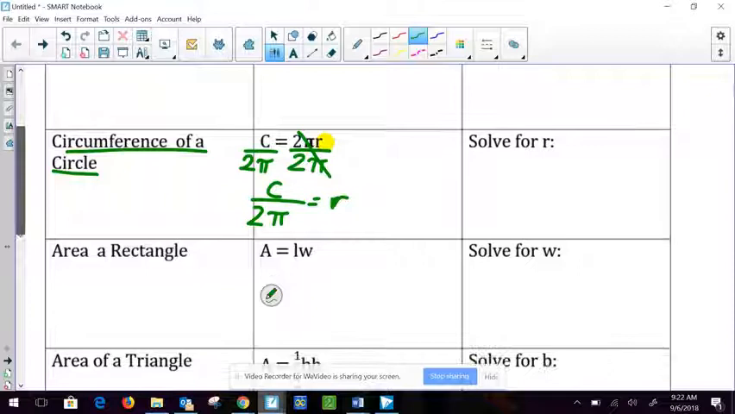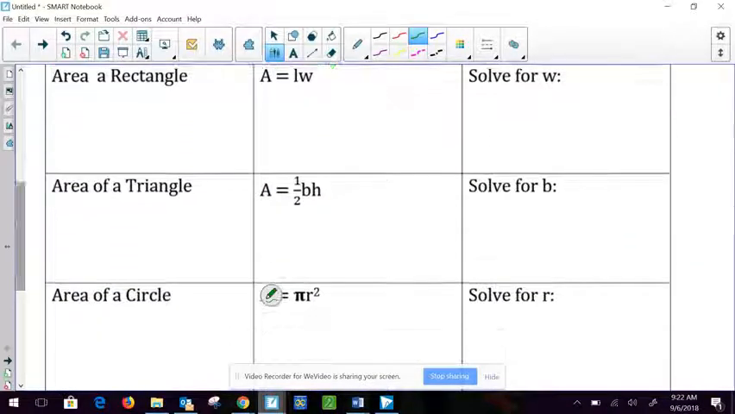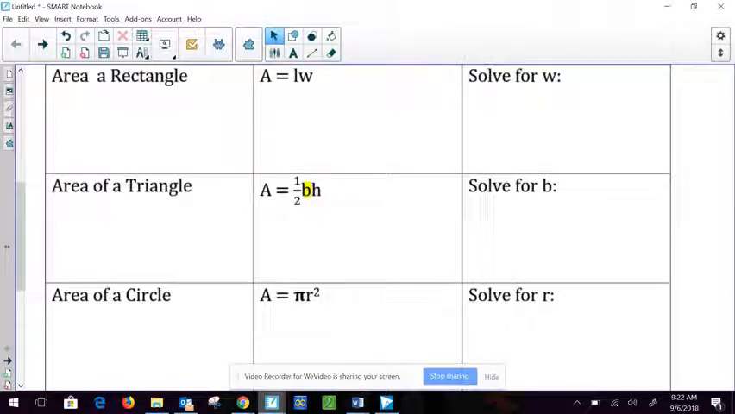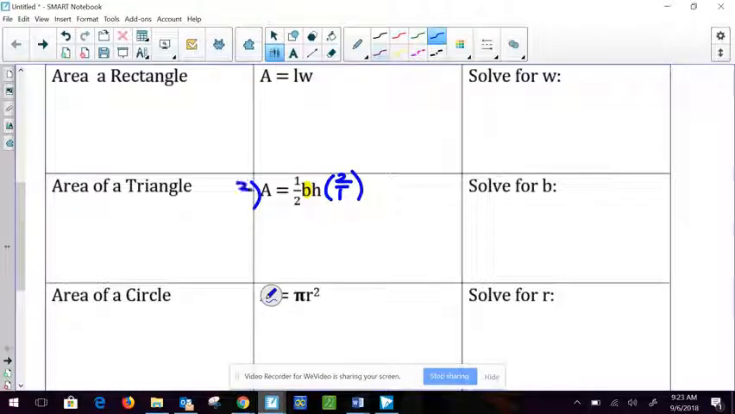Another great one to look at is the area of a triangle. We are trying to get b all by itself. So if I get out my little highlighter, I want to get b all by itself. Does everybody see how there is a fraction in front of b and there's also a variable? What I recommend doing is first taking care of that fraction. So remember, whenever you have a fraction in front of a variable, you multiply both sides by the reciprocal. Good guess. So we're going to multiply by 2 over 1 to both sides.